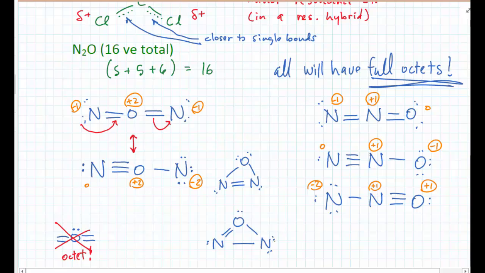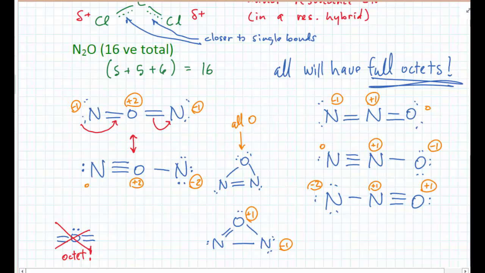So N minus 1, O plus 1 looks like. What about the formal charges in this one? Yep, these are all 0. Okay.